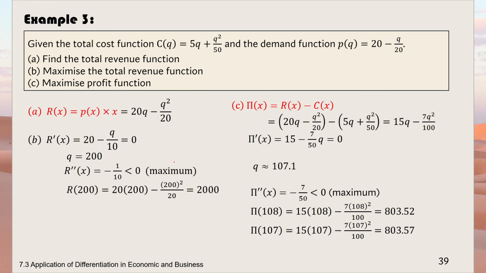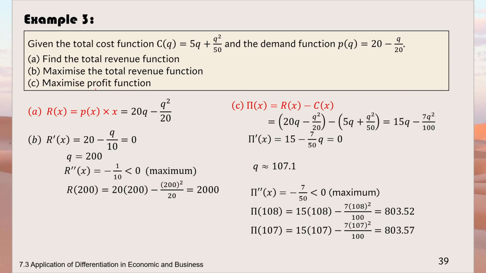If you look at most of the examples, they show whether it is a maximum or a minimum, and the point is that it is a compulsory step to support your answer. If you didn't do it, your marks will be deducted because you didn't prove or show us whether it is a maximum or a minimum. After that, you substitute 200, so you get your revenue is 2,000.